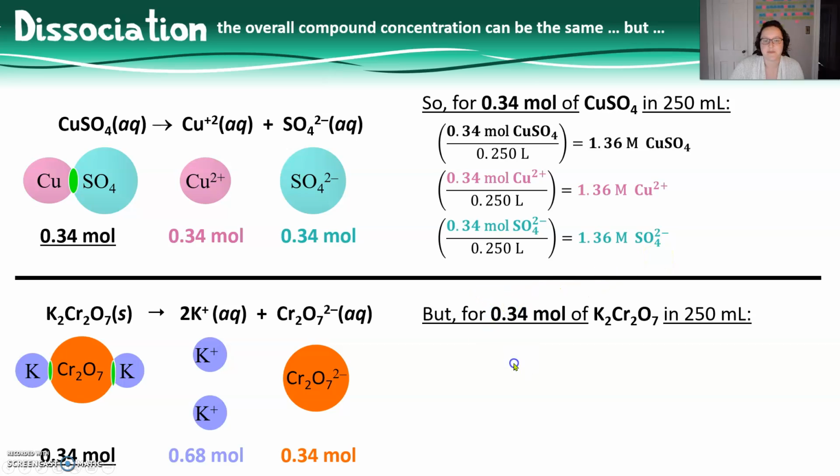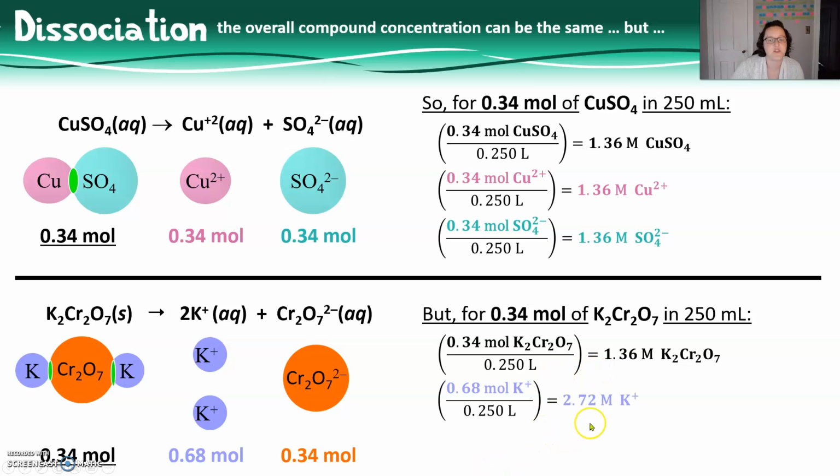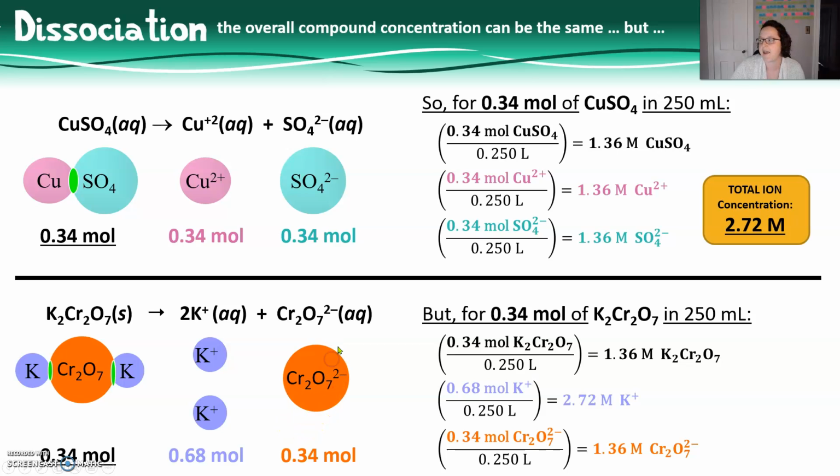If we have the same number of moles of potassium dichromate in the same total volume of solution, then the concentration for the whole compound is the same at 1.36 molar, but the concentration of the potassium ions will be twice as much since there are two potassium ions formed for every one formula unit of the compound, giving a concentration of 2.72 molar for potassium ion, while the dichromate ion will remain the same concentration as the entire compound since it has a 1-to-1 ratio with the compound. So it would appear that there are more total ions in the potassium dichromate solution than in the copper sulfate solution, which we can see by simply adding up the ion concentrations to get the total ion concentration for each solution.